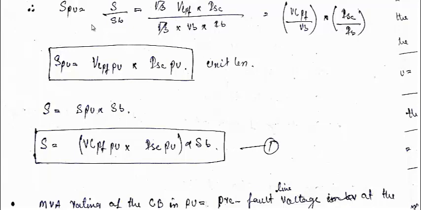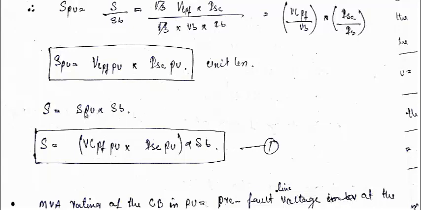So from this equation, you can see here S per unit is equal to S divided by SB. So the actual value of the circuit breaker rating, that is S, will be equal to S per unit into SB, that I have written over here. But S per unit is given as VLPF in per unit into ISC in per unit.